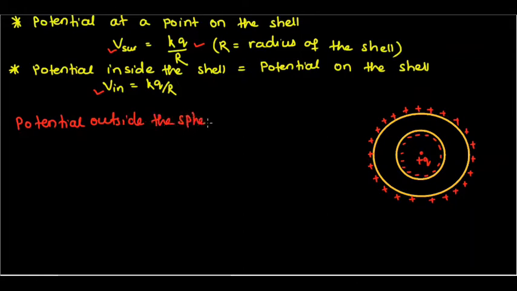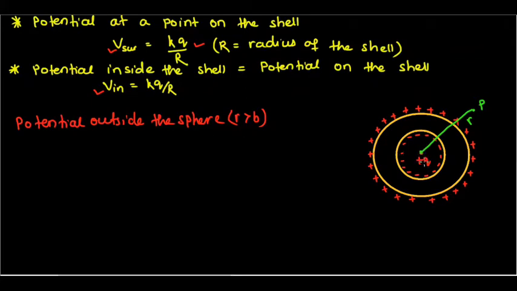Outside the sphere means r is greater than B. Suppose a point P lies somewhere here outside the sphere, and suppose the distance of the point P from the center of the sphere is r, then this r is definitely greater than the outer radius B of the sphere. So that's why I have written that r is greater than B. So students, just look at this diagram here.